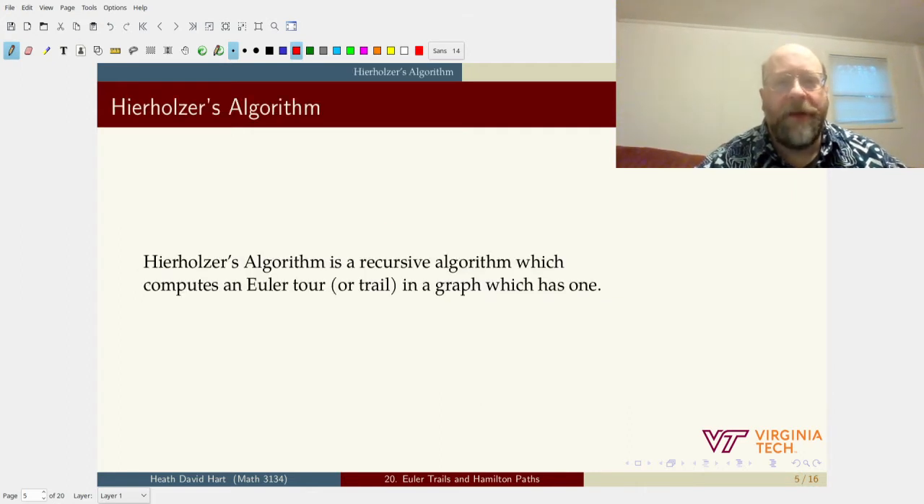Hierholzer's algorithm is an algorithm that will compute an Euler tour or trail in a graph that has one. We're going to start with graphs that have a tour in them, and then we'll show you how you have to modify it if the graph doesn't have a tour but does have a trail.